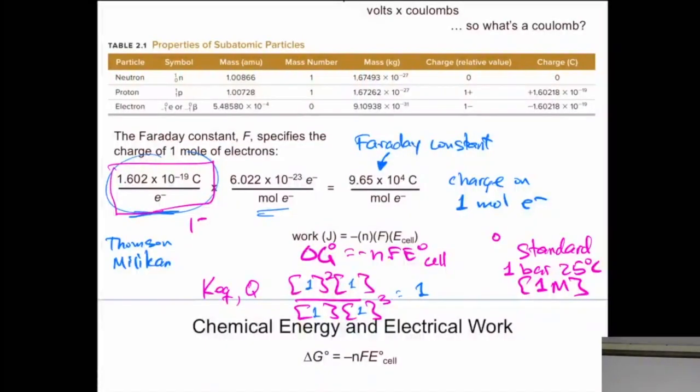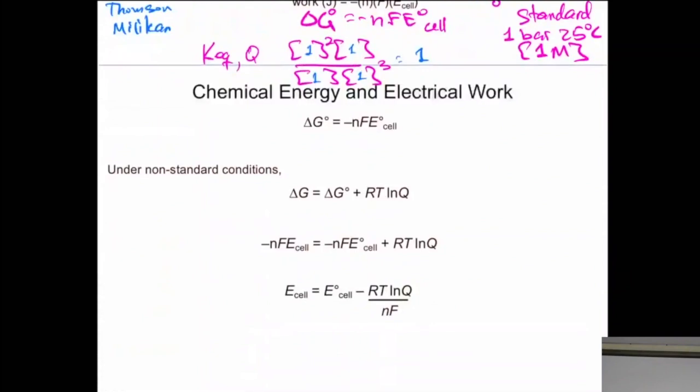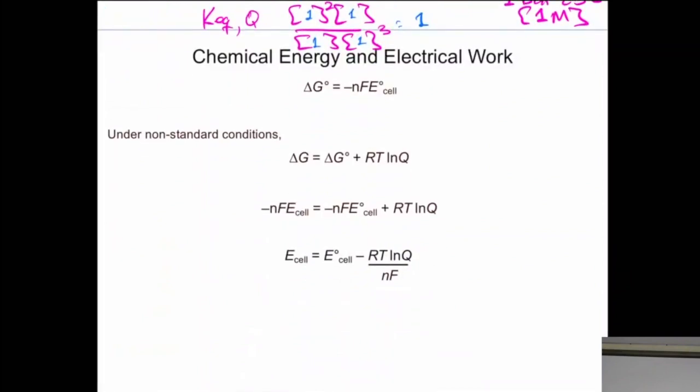But now we're going to look at what happens when things aren't 1. To do that, we need to come up with something that looks a little confusing, but it's not really. We're just going to take this quantity that we've been using all along, and substitute it into an equation that you're very familiar with from chapter 12: delta G equals delta G naught plus RT times the natural log of Q.